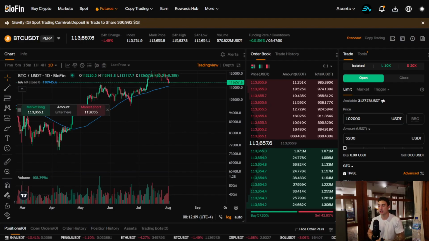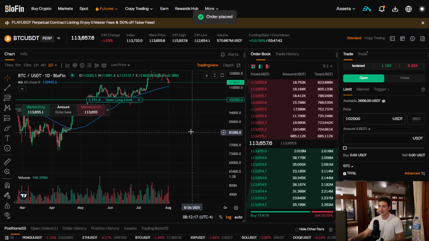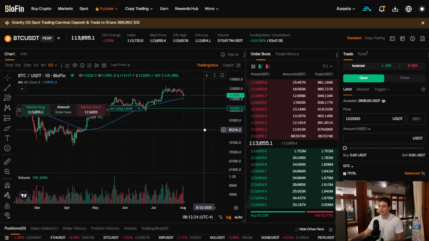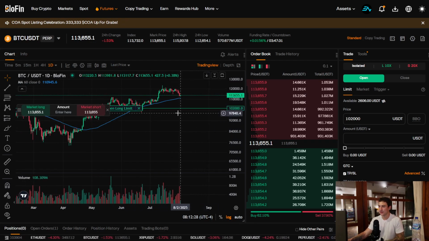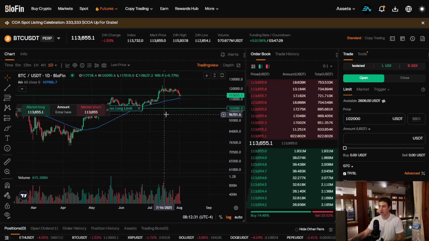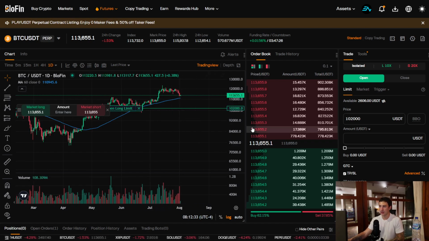I like to close my positions manually. I don't like to take profit via limit orders. Press confirm, and my limit order is now in place. So if price comes to this level, my limit order will be activated and I will be in the trade. As soon as I enter the trade, my stop loss will automatically populate at $100,000. Obviously, I don't want to enter this trade, so I'm going to cancel this order.